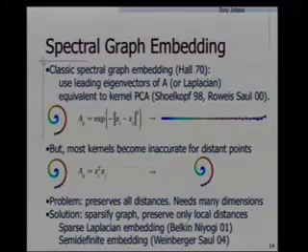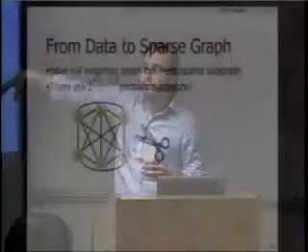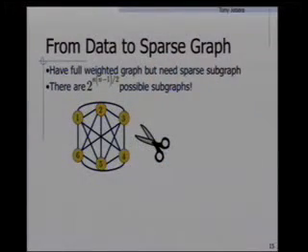Some of these ideas have been around for a while. Some recent, very competitive methods are based on sparse Laplacian embedding or semi-definite embedding by Weinberger and Saul. And actually these things work remarkably well. But you need to get a sparse graph. So we had that fully connected graph. How do we get a sparse version of it?